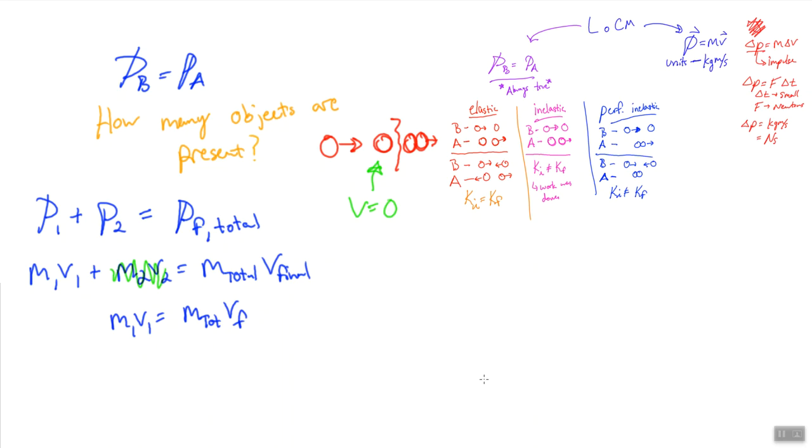Now, what if my objects, instead of sticking together, were bouncing off of one another? Let's do another example. So what I would do here is clean up this space a little bit, and let's do if two spheres are going to collide with each other, and then they bounce off.